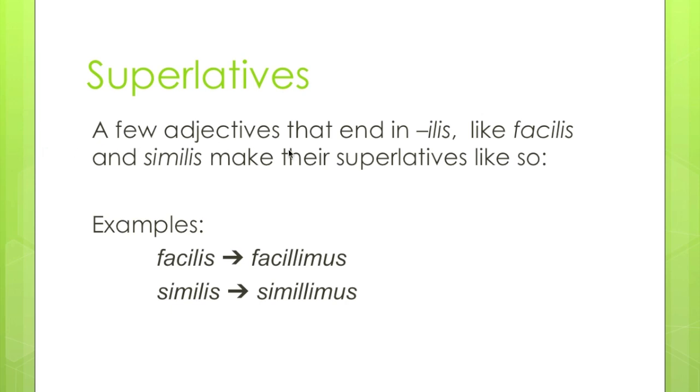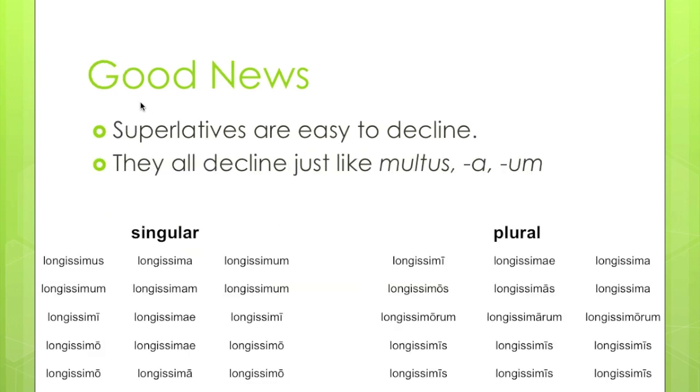And a few adjectives that end in -ilis, like facilis and similis, make their superlatives like so. These just really have to be memorized. Facilis, easy, goes to facillimus, which means easiest. Similis means similar. Simillimus means most similar. Here's good news about the superlatives, though. The superlatives are easy to decline. They all decline just like multus, multa, multum. So for instance, here's longissimus, longest. And if you look at the endings, it's just like multus, multa, multum.